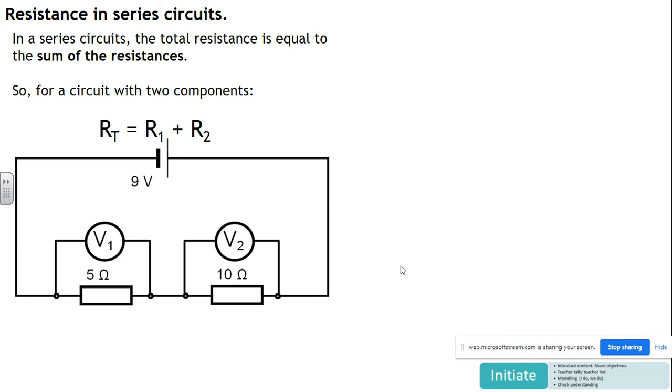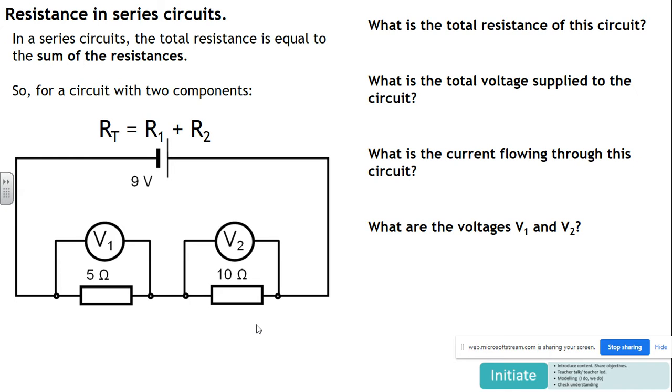Okay, so resistance in series circuits. When we put resistances in series circuits, the resistances add up. So for example, here's a cell, it's a 9 volt cell, here's a 5 ohm resistor, and here's a 10 ohm resistor. And here are some questions. So what is the total resistance of that circuit? Here we go, that's very simple, because this is the general rule, that the total resistance in any circuit is equal to that and that. So what's that going to be? 15 ohms.